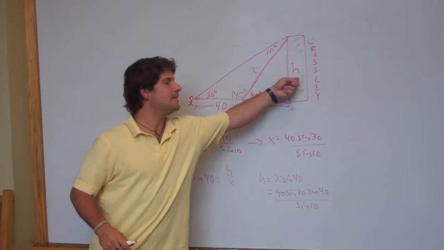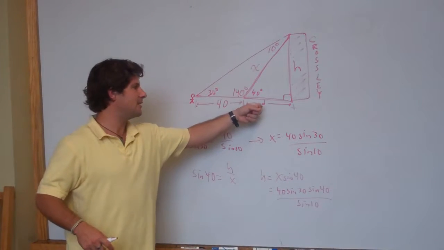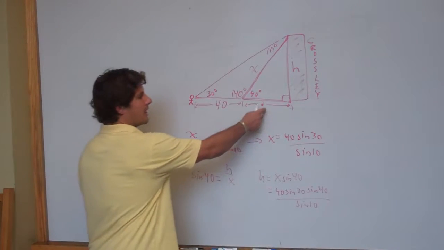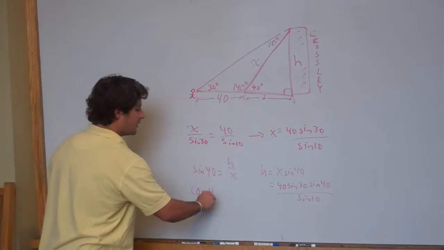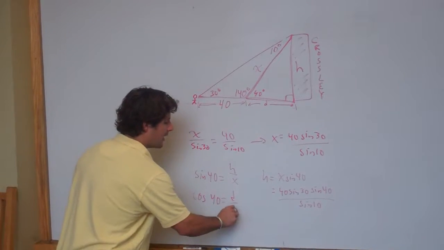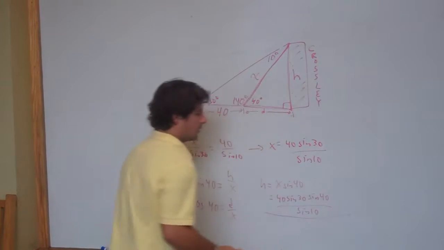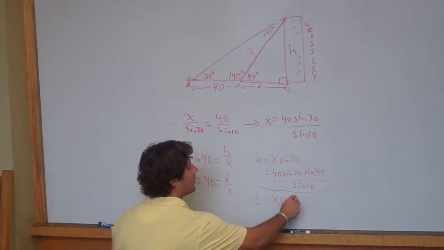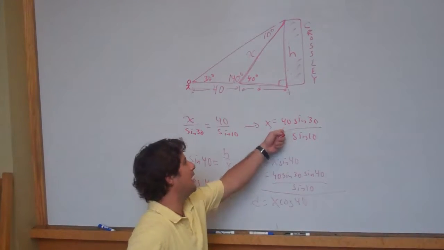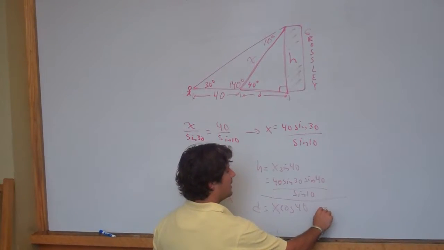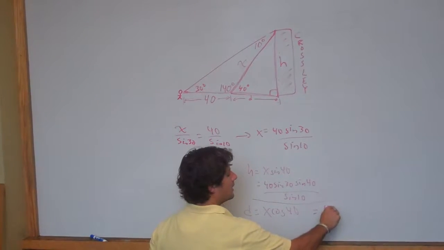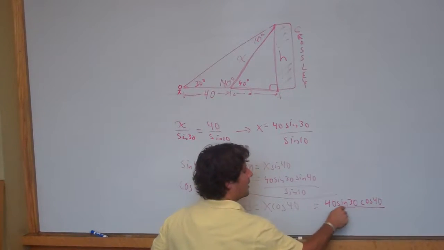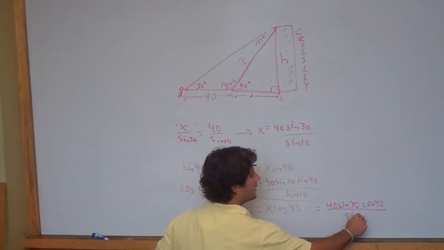Now we know the height of Crosley, and the last distance we need to find is our new distance from Crosley, this distance d. So we can use cosine now. Cosine of 40 equals d over x. So we know that d equals x cos 40. Substituting in our value for x, we get that d equals 40 sine 30 cos 40 all over sine 10.